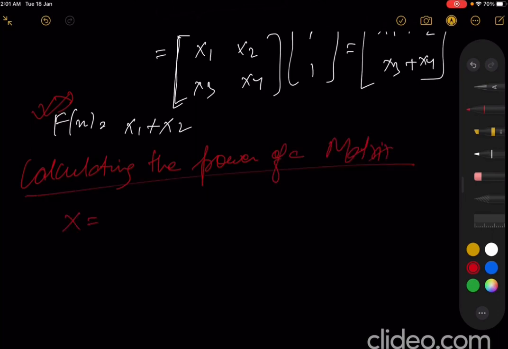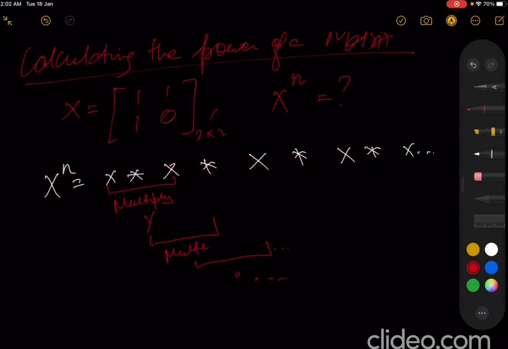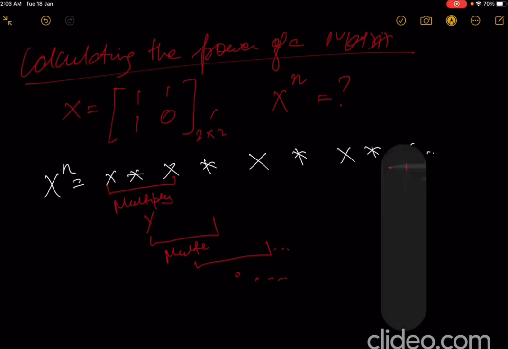Given a matrix x, let's say this x was this, how can we calculate x to the power some number n? One way of finding the nth power of a matrix x is to write x to the power n like this, x into x into x around n times. Now you first multiply these two matrices.